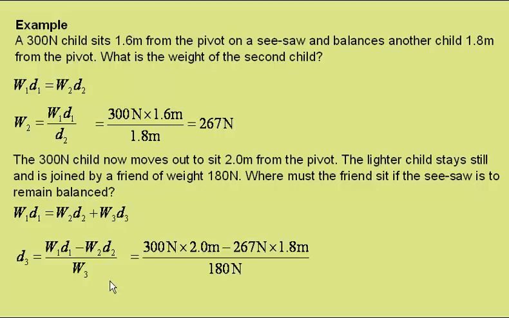Putting in the numbers, the moment of the first child is 300 newtons multiplied by 2 meters from the pivot. The second child we found had a weight of 267 newtons, and they are a distance of 1.8 meters from the pivot. And the third child has a weight of 180 newtons. This gives the third child's distance from the pivot as 0.66 meters.